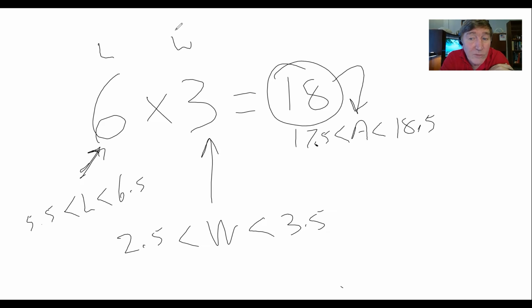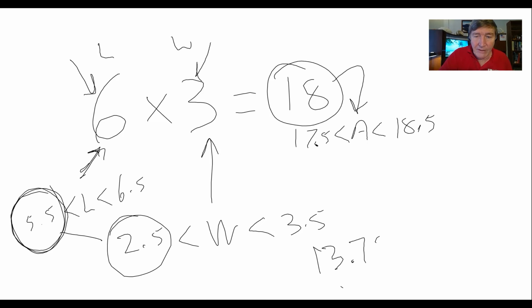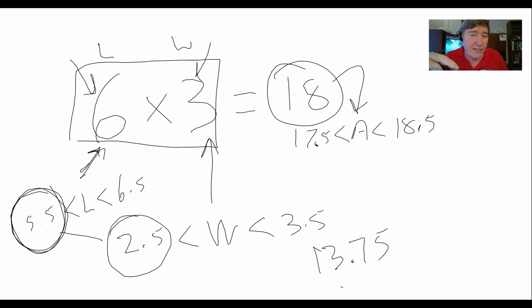But is that really true? Okay. Look at the uncertainty. When you say that the length is 6, it might actually be as little as 5.5. And when you say that the width is 3, it might actually be as little as 2.5. So if I take 5.5 times 2.5, I get an answer of 13.75. So even though I reported the length and the width as 6 times 3, the real, true, honest area might actually be as low as 13.75.